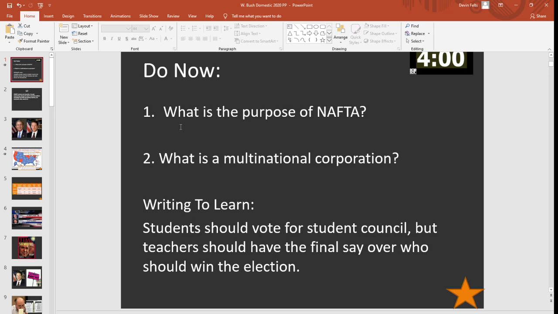Number two, what is a multinational corporation? Remember, corporation's another fancy name for a business, right? And so if we're thinking of multinational corporation, what do you think that means?